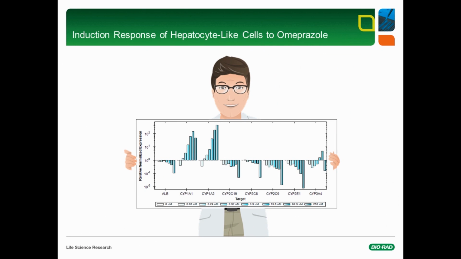Hepatocyte-like cells, treated with a range of omeprazole concentrations, exhibited a trend of CYP1A1 and CYP1A2 induction, consistent with the screening experiment. CYP3A4 was also induced to a minor degree at 62.5 micromolar. At the highest concentration, 7 of the 8 genes show a drop in expression, including albumin, which normally shows stable expression in hepatocytes. This likely indicates non-specific inhibition of protein expression at 250 micromolar.